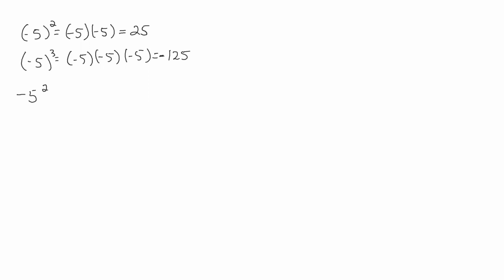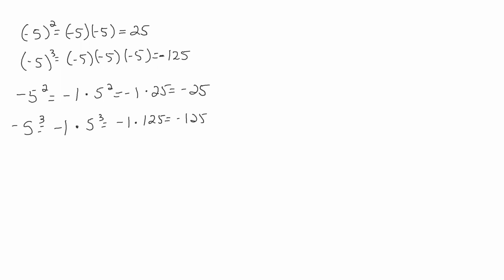Now let's look at it like this. What if I have -5 squared where the negative is not in parentheses? Remember, this translates to -1 times 5 squared. Without parentheses around the negative and the 5, we separate them. So this really becomes -1 times 25, or -25. -5 to the third is really -1 times 5 to the third. So it's -1 times 125, or -125.